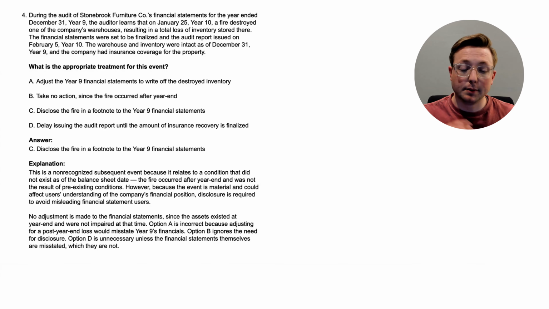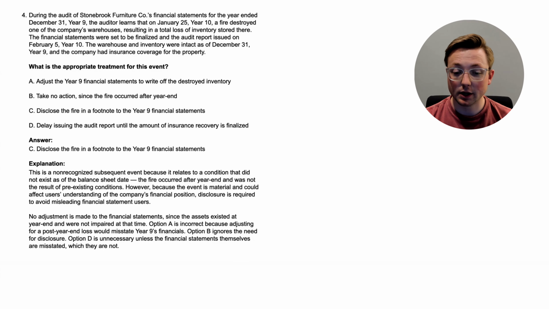It's going to affect that because a fire with a warehouse where they lose a ton of stuff could potentially affect the company really severely, and people need to know that. So this is a disclosed subsequent event, not a recognized subsequent event. No adjustment is made to the financial statements since the assets existed at year end and were not impaired at the time. So as of year 9, they were not ruined or in a fire.